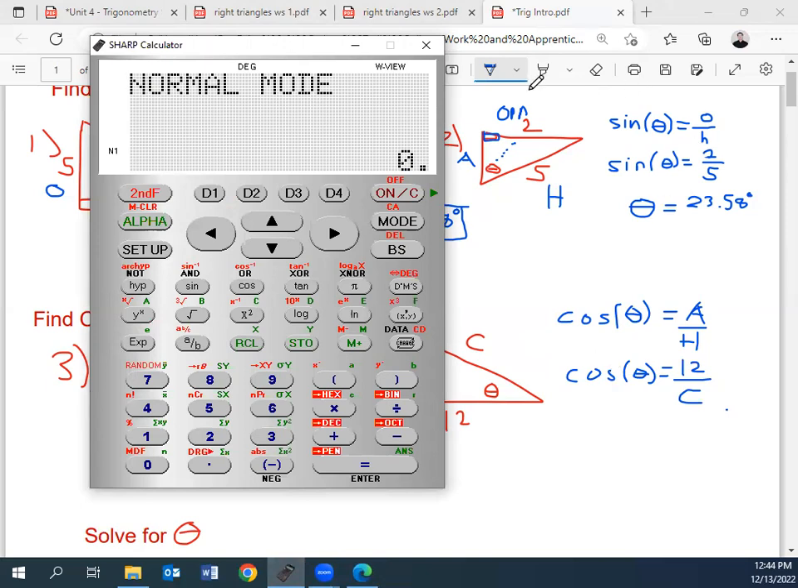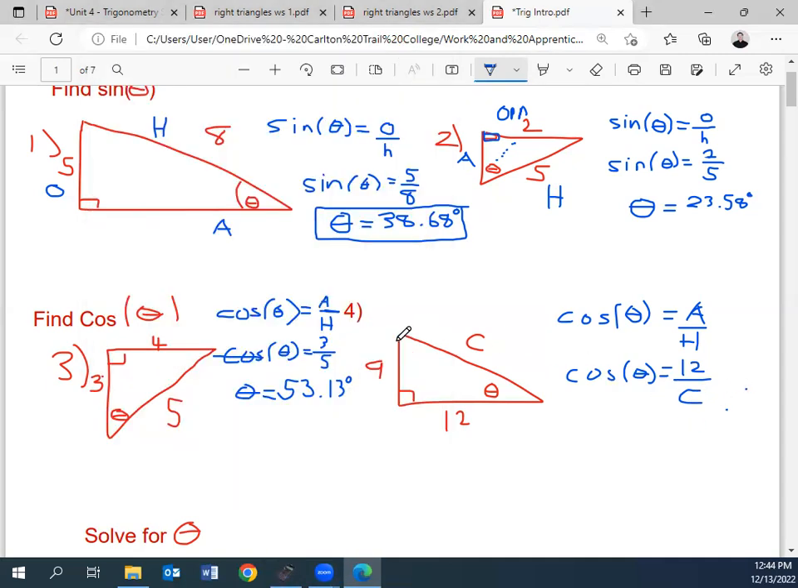So now we have two things we don't know. We don't know the angle, we don't know the C. You can't have an equation when you have two things you don't know. There can only be one thing left over. But we do know how to find C, don't we?